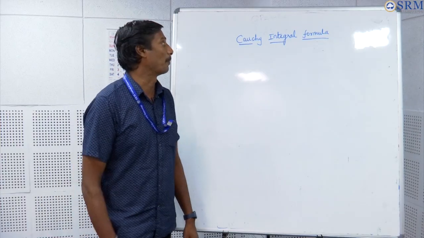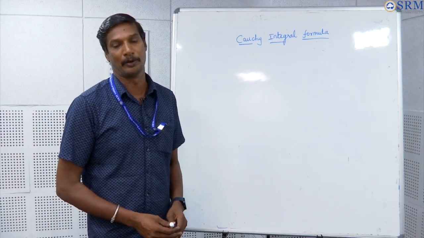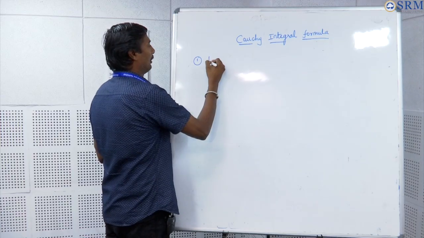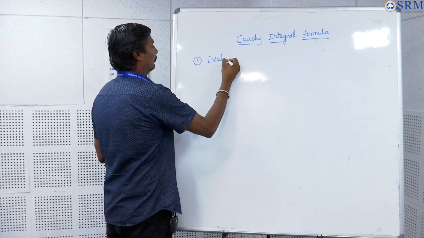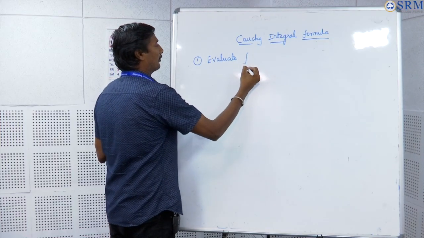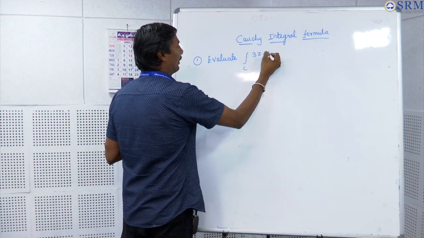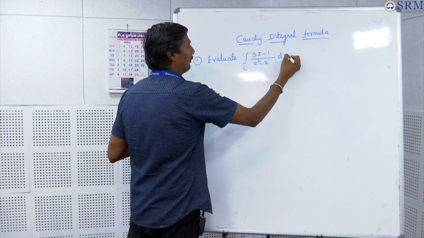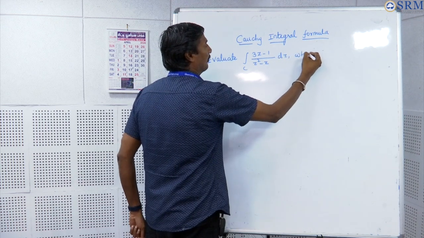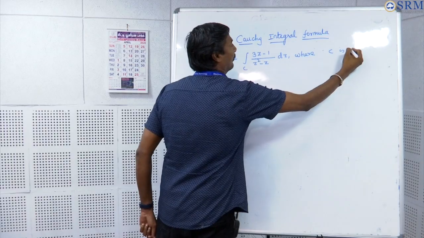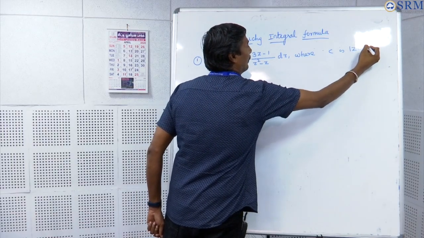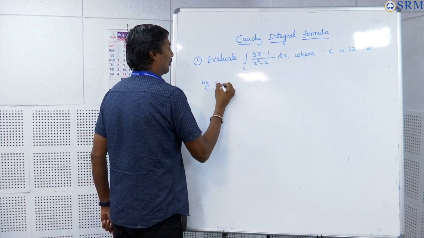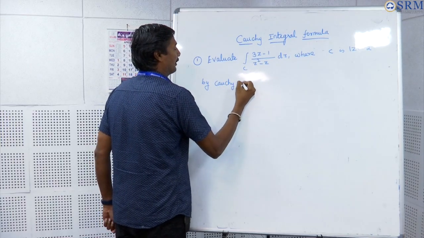Today my topic is problems based on Cauchy integral formulas. The first problem: evaluate the integral over C of (3z minus 1) upon (z square minus z) dz, where C is modulus of z equal to 2, by Cauchy integral formula.